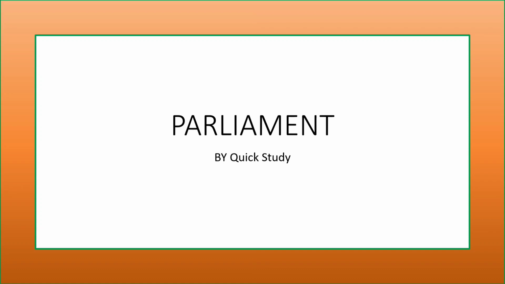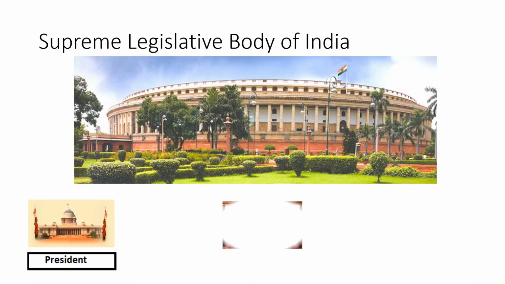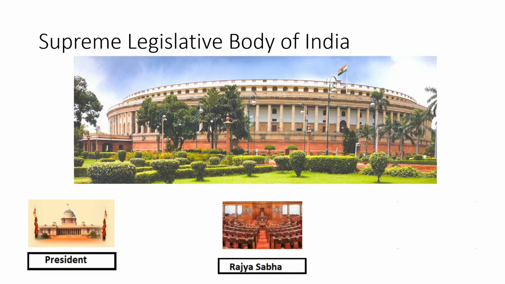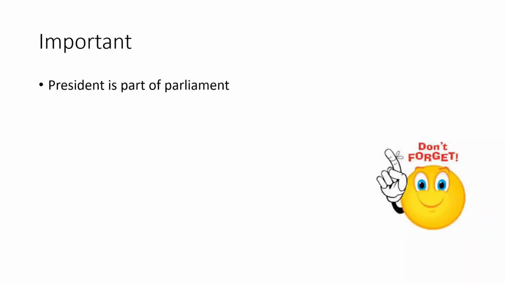So, Parliament is the supreme legislative body of India, which does all the legislative work. And Parliament consists of three main organs. The first one is the President, the second one is Rajya Sabha, and the third one is Lok Sabha. The important thing to keep in mind here is that the President is not a member of Rajya Sabha. He is neither a member of Rajya Sabha nor a member of Lok Sabha.